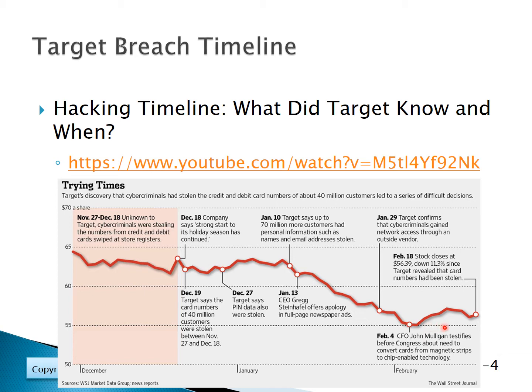If we look at the timeline from December 18th to February 18th, which is 2 months later, you can see the stock price has dropped 11% since they revealed that the card numbers were stolen. So this is a brief introduction of this case and also the timeline of what happened. You can see this kind of security issue can cost the company a lot in a very short period of time.